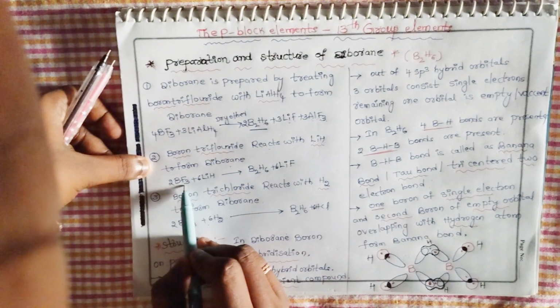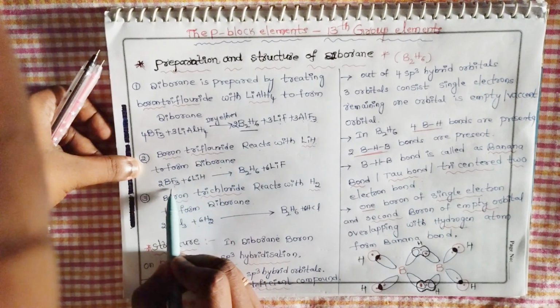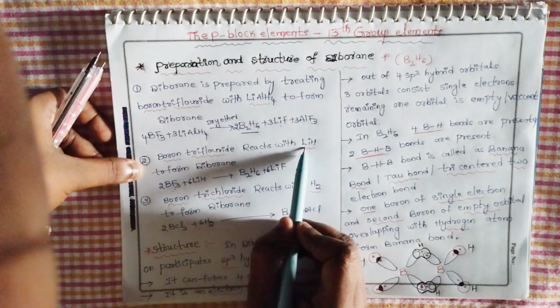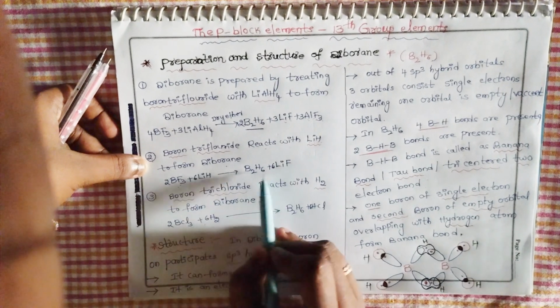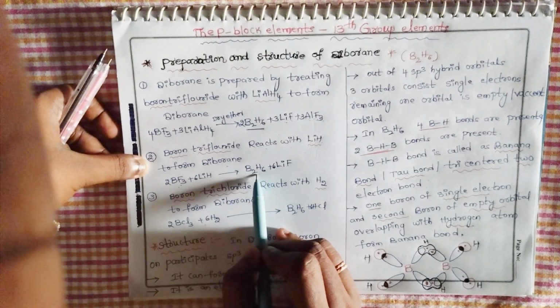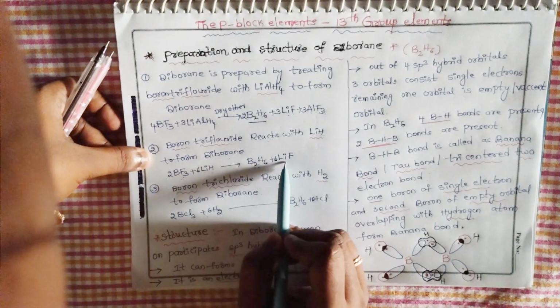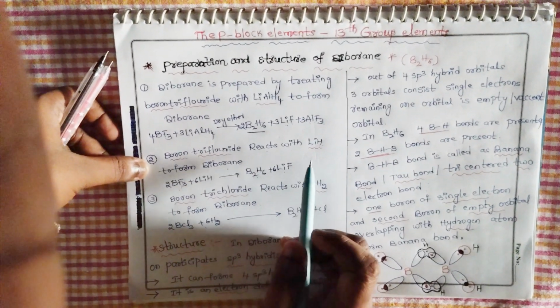We will write the representation of the reaction like this. Boron trifluoride, the formula is BF3. And the name of LiH is lithium hydride. Both these combine to form diborane, B2H6, along with another compound, LiF, lithium fluoride.